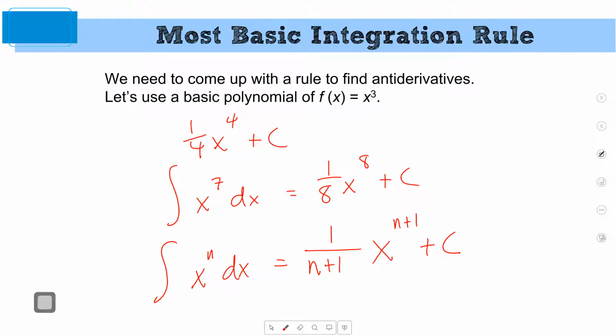Well, x cubed would be, n is 3, so raise it by 1 would be 1 over 3 plus 1, which is 4, x to the 3 plus 1. Very nice, he's a smart feller. Well done.